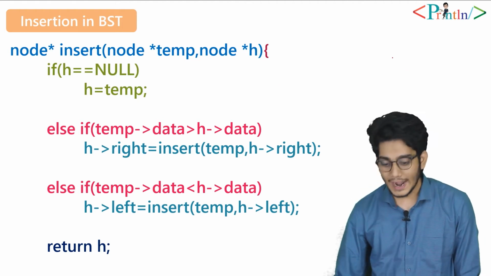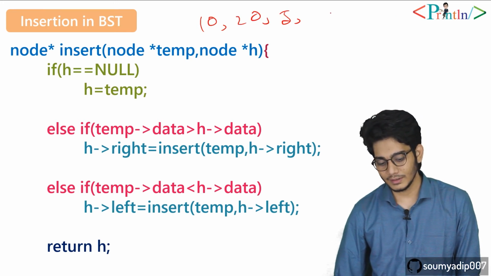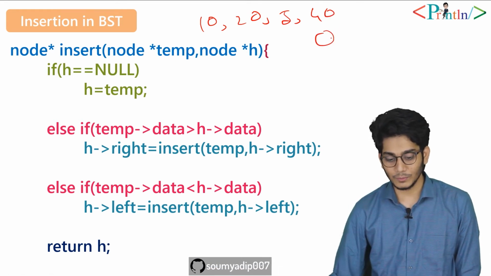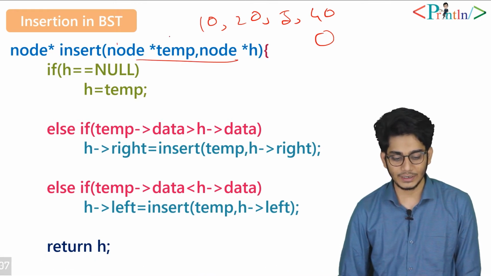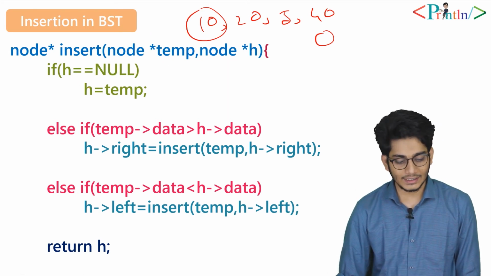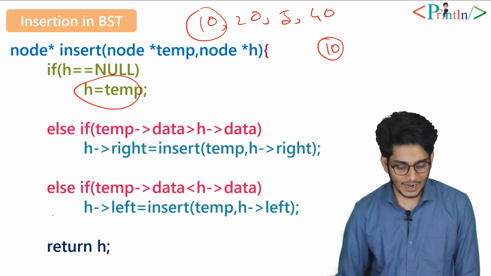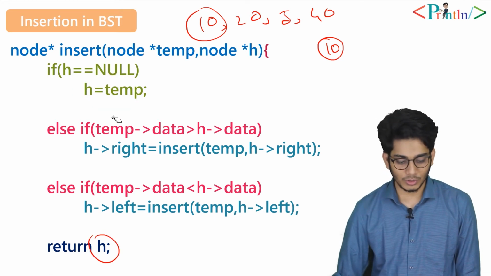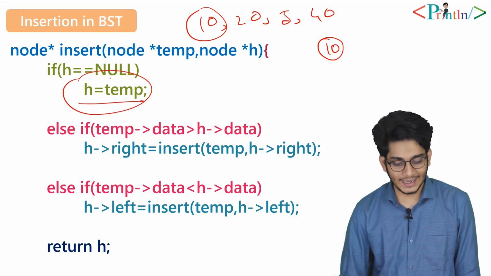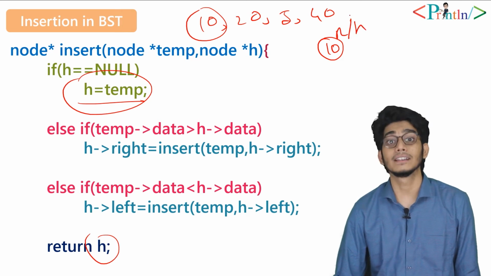Now we'll take some values and see how we are performing this. 10, 20, 5, and let's take some random value, 40. At first our h is null, so our root is null. We are passing h here and we are also passing the temp. At first within temp we have 10. Now our head is null, so it will simply assign 10 here and return h. So whenever we call the insert function the first time, it will simply add the value at h and return it. So currently in root or h we have 10.